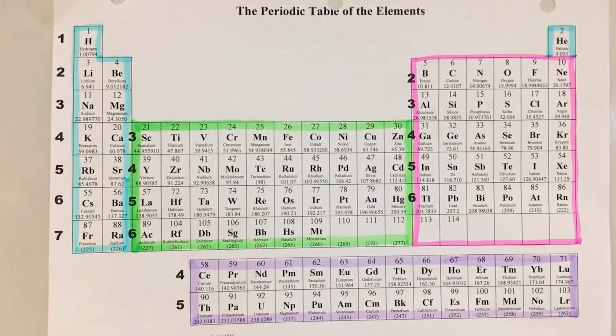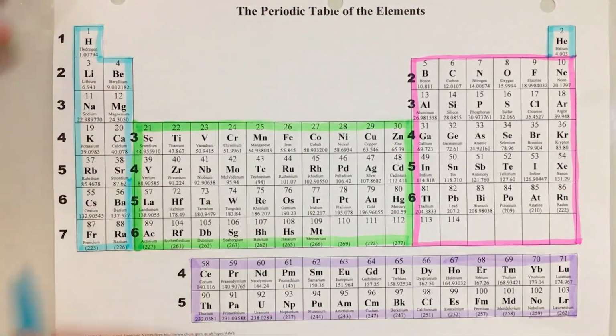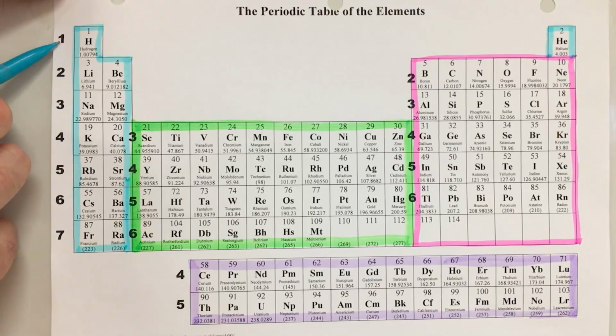Okay, so this is going to be a quick tutorial on how you can use your periodic table to help you do quantum numbers. So first things first, there's 4 quantum numbers. The first quantum number is what energy level your electron's in.